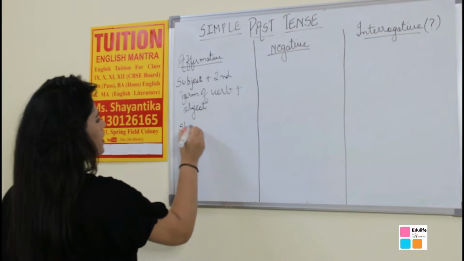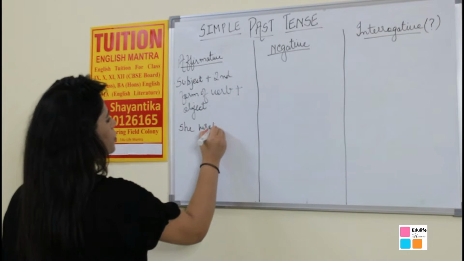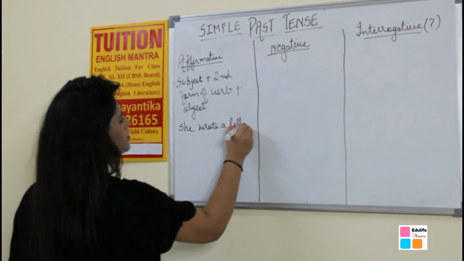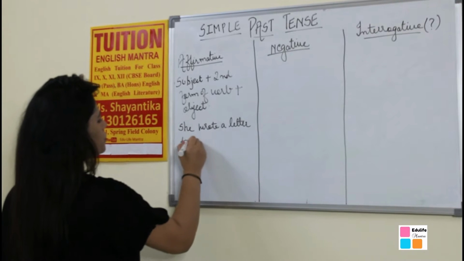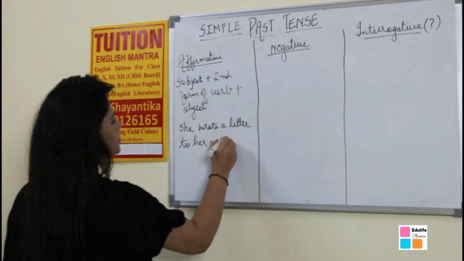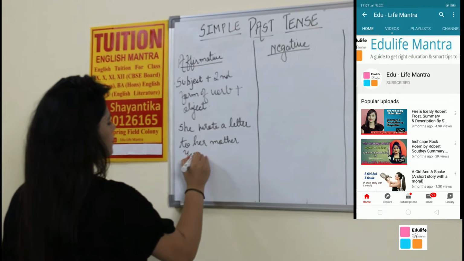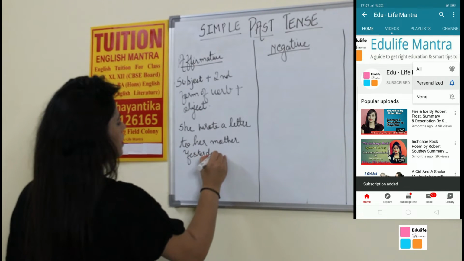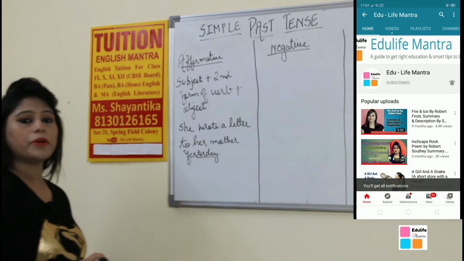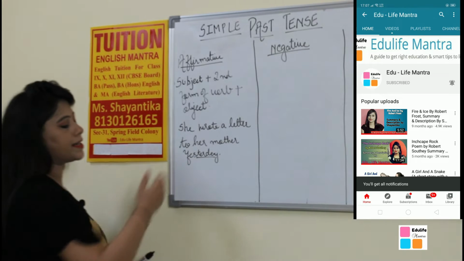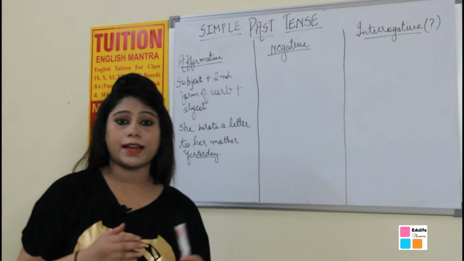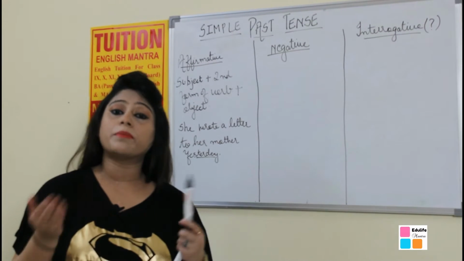She wrote a letter to her mother yesterday. Time period is very important for past tense: yesterday, day before yesterday, last night, last month, previous day.